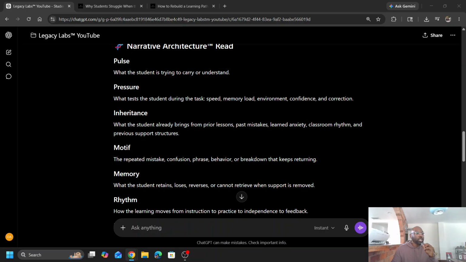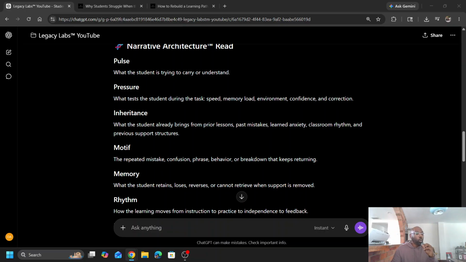The inheritance. What does the student already bring to the task? Prior lessons, past mistakes, learned frustration, the classroom rhythm, anxiety around correction, maybe even a habit of guessing when overwhelmed. The student does not enter the task blank. They bring the memory of previous attempts, and that memory affects how they respond when pressure rises.